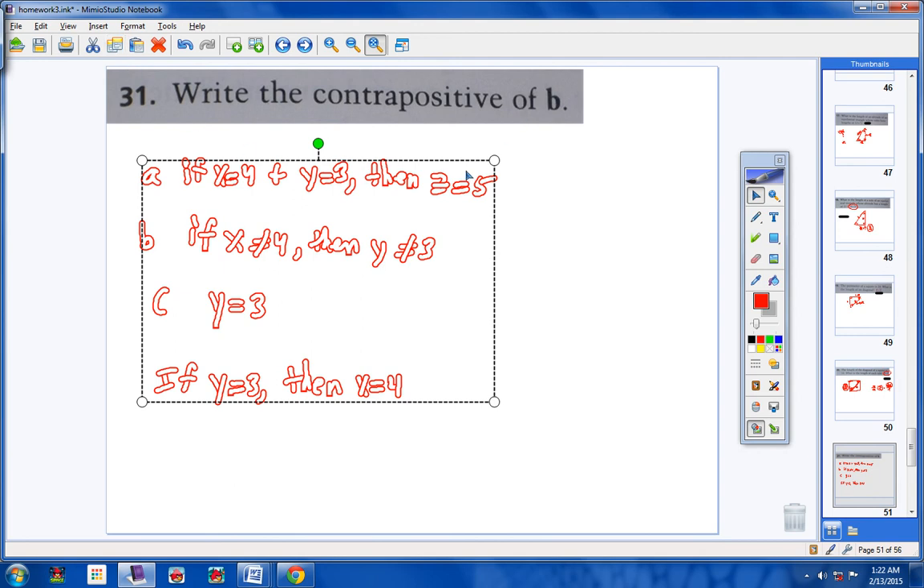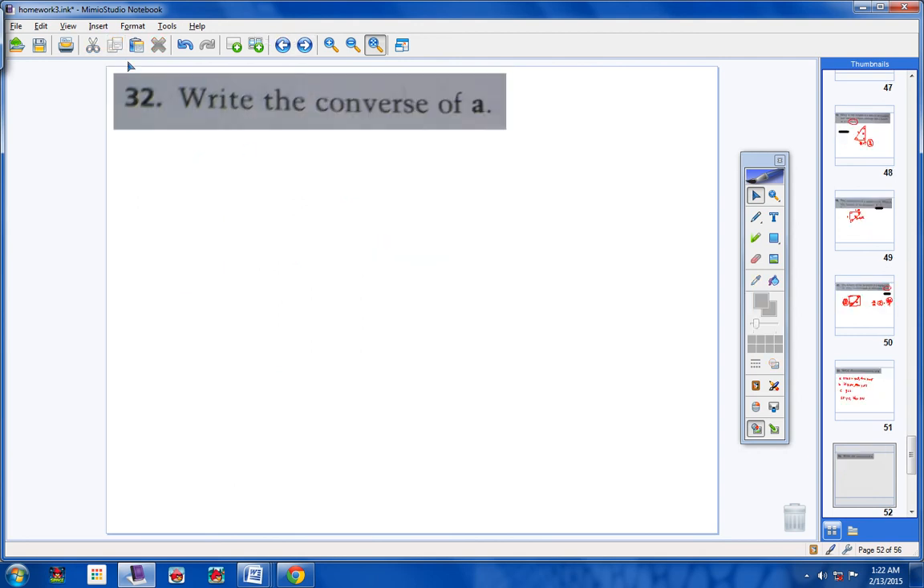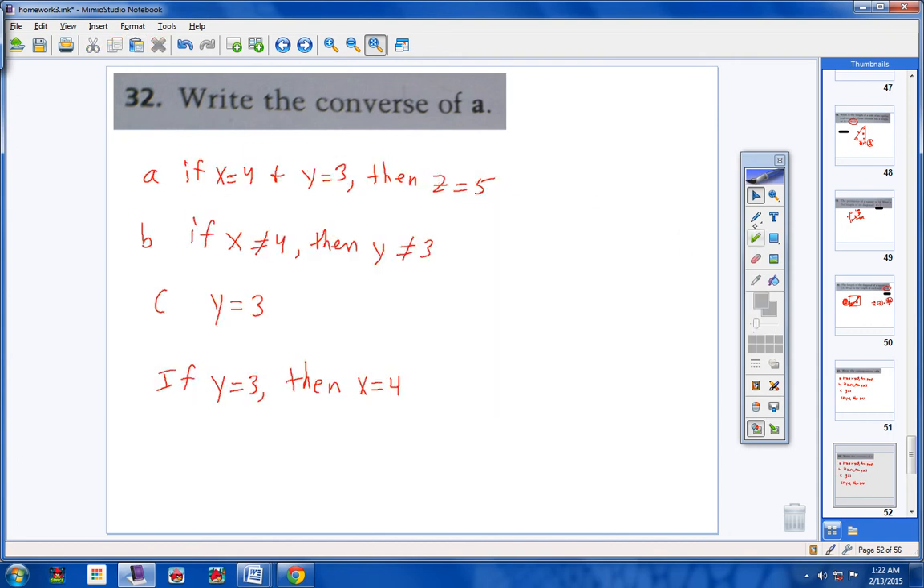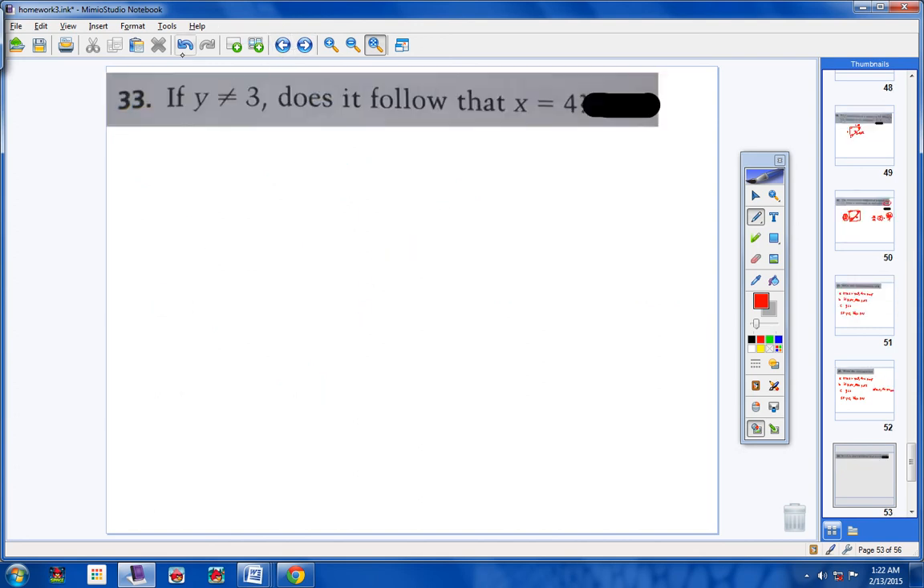So we wrote the contrapositive of B, okay? Now, write the converse of A, the converse. So we're just going to turn these two around, okay? If z equals 5, then x equals 4 and y equals 3. Okay, that's called the converse. We just took the if and the then part and we swapped them. Alright, okay, moving on to number 33.